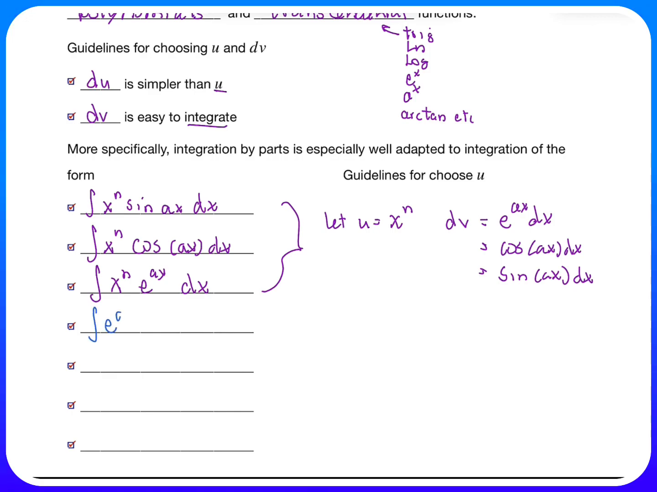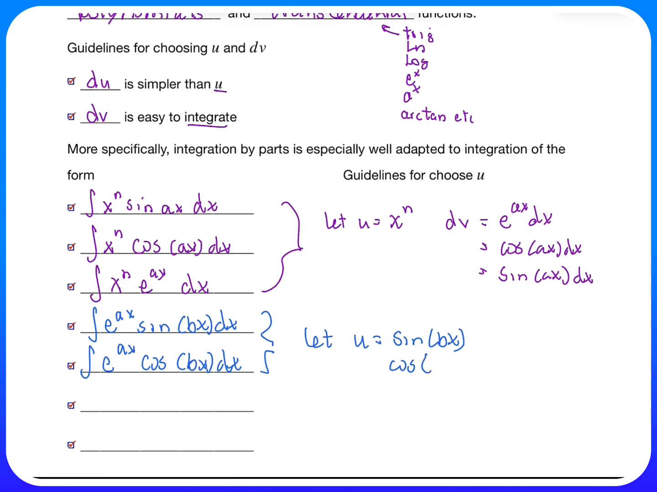The next type that you'll see: if you have an exponential e to the ax times a sine function, or an exponential times a cosine function, in this case you're going to choose your u to be your trig function, either the sine of bx or the cosine of bx. And you'll let your dv be your exponential function, e to the ax.